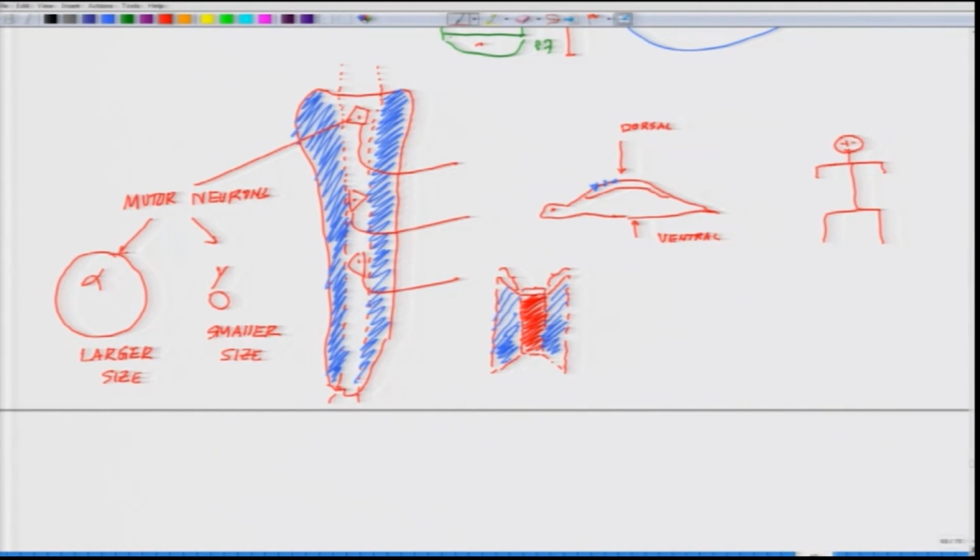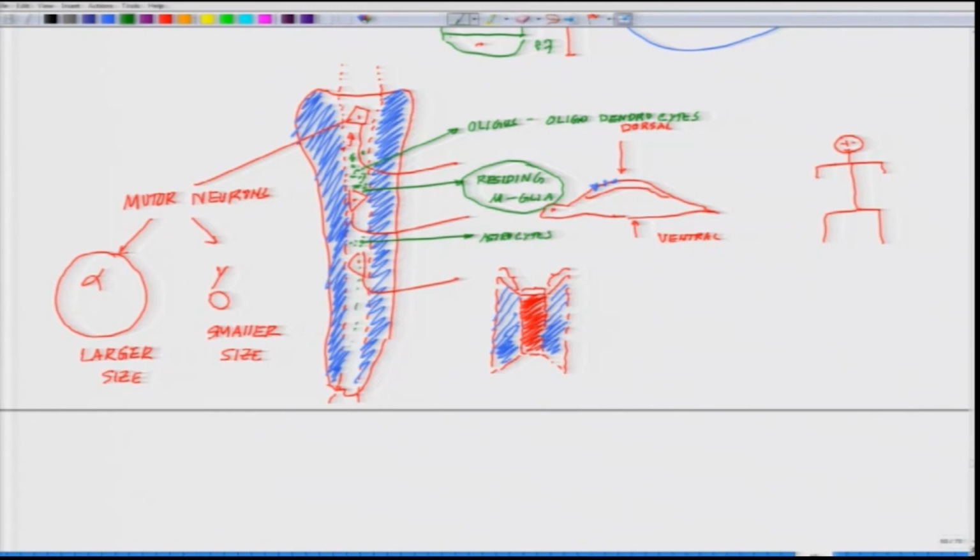Now, apart from it, if you have the alphas here, you have the gammas somewhere out here, you have a series of other cell types which are present here, which includes your oligodendrocytes, resident microglia, astrocytes, and there are some along the central canal, which is essentially a location like this. Just at the center, you have a lot of stem cells.